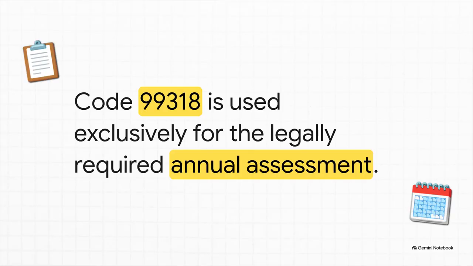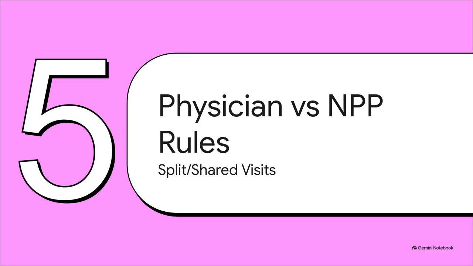But what if the patient isn't discharged and they become a long-term resident? Rounding out this specific block is CPT 99318. This code is specifically and strictly utilized for the legally required annual assessment of a nursing facility patient. It's a highly specific code meant for a highly specific regulatory requirement. Nothing more, nothing less. And our final part today, Section 5, Physician versus NPP Rules.